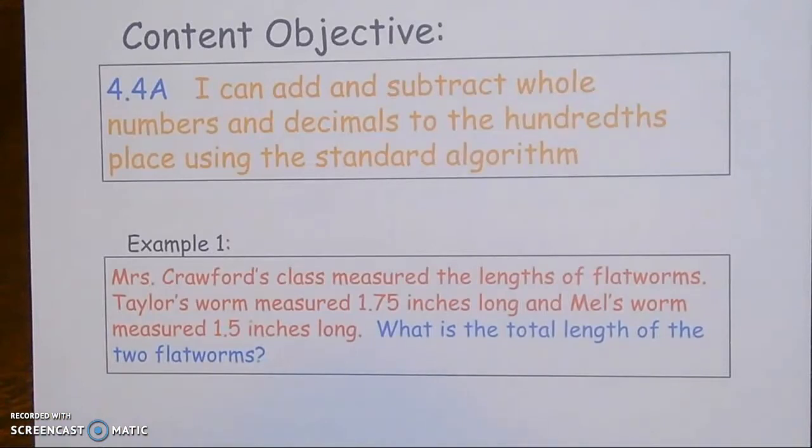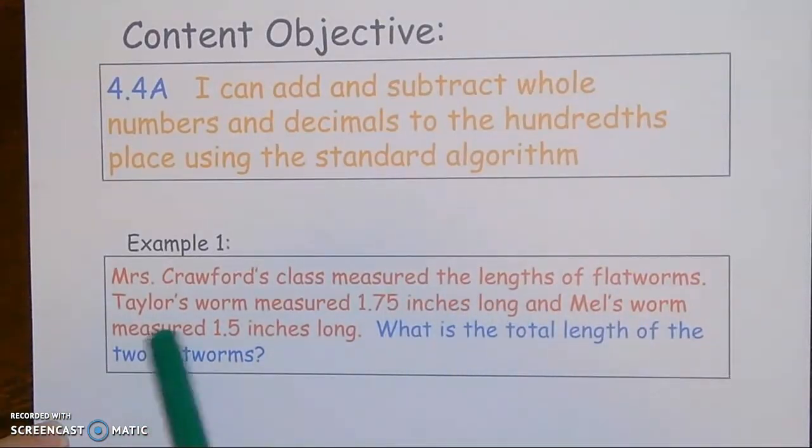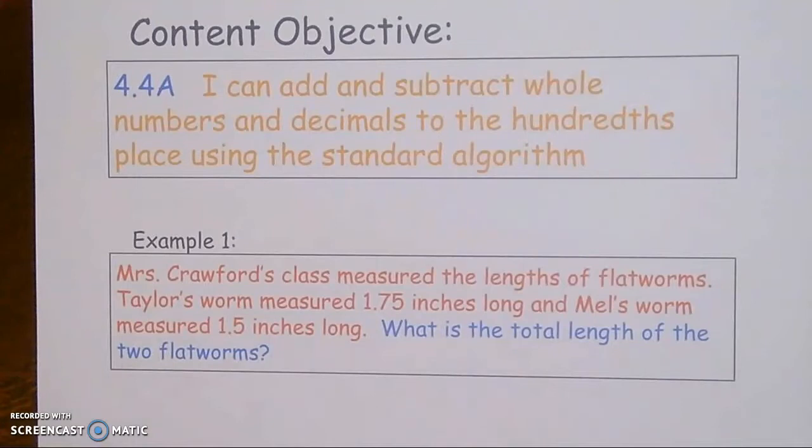Example 1 says, Miss Crawford's class measured the lengths of flatworms. Taylor's worm measured 1 7/75 inches long, and Mel's worm measured 1 5/10 inches long. What is the total length of the two flatworms?